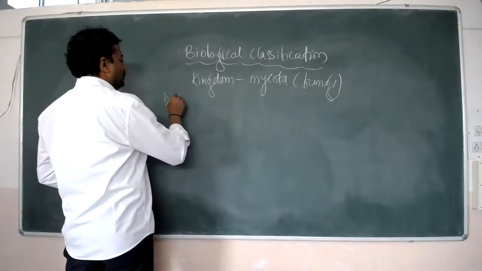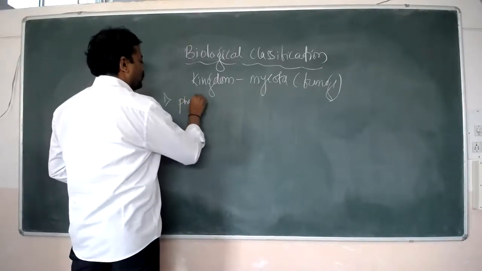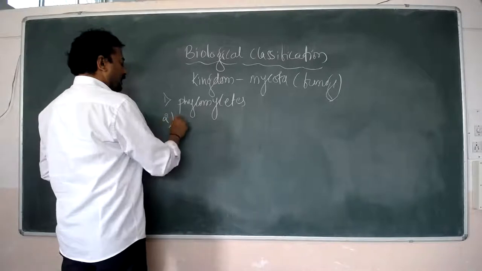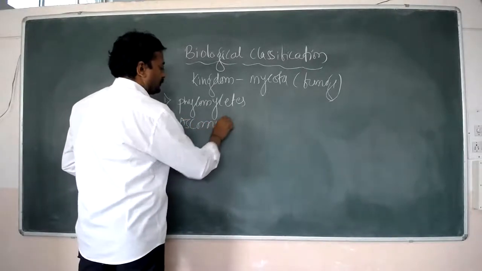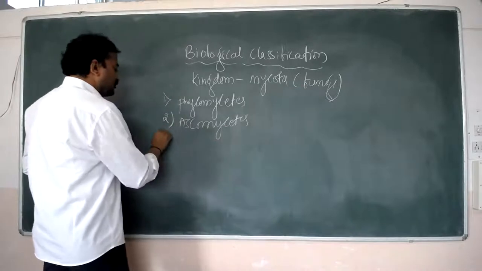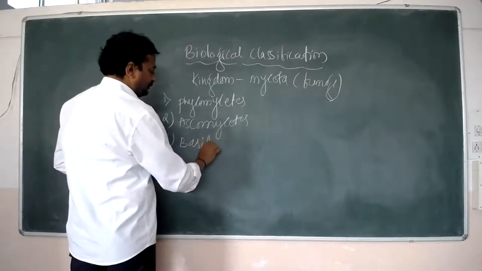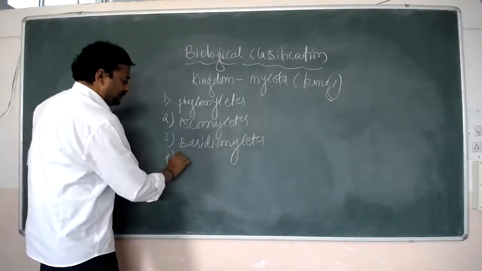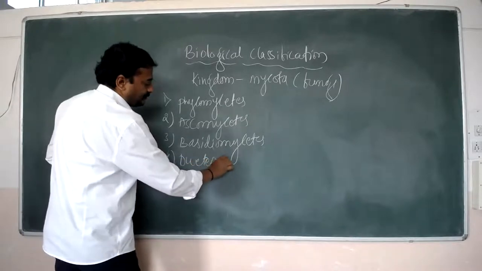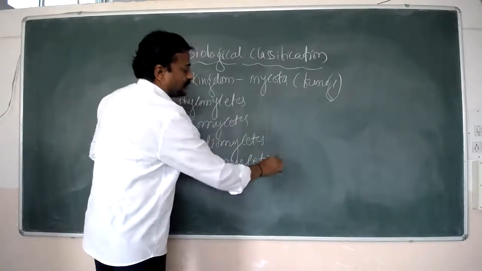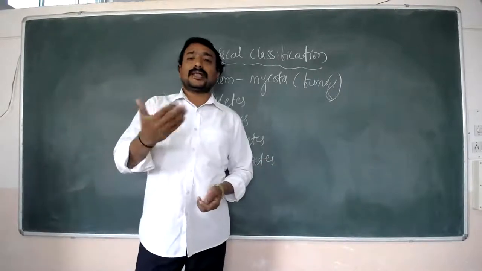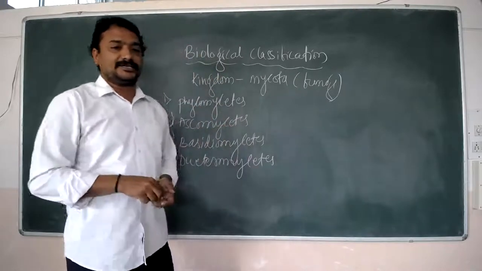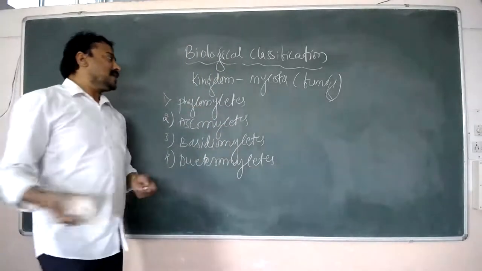These are the general characteristic features of kingdom Mycota, and we have also gone through the classification. In that we have discussed Phycomycetes, Ascomycetes, Basidiomycetes, and Deuteromycetes. These are the classification of kingdom Mycota, in which we have already studied Phycomycetes. Next, we have to discuss the Ascomycetes.